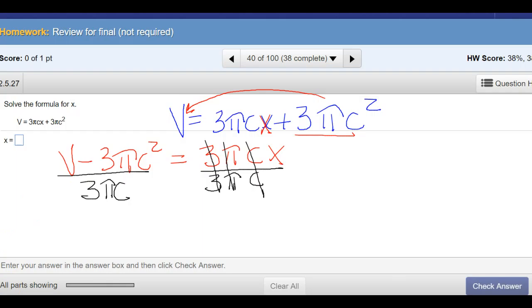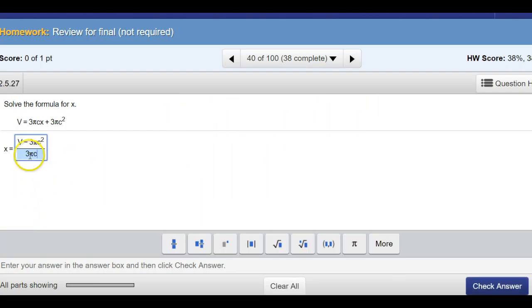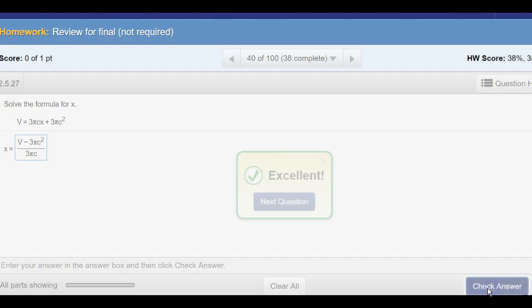All right, let's put that in there. So there we have it. I've put it in there. It looks pretty good. We'll check our answer. And we got it right. All right, so this will be our second part where we've done examples 21 through 40.